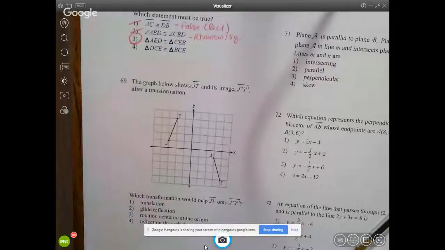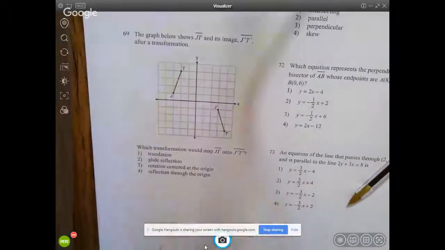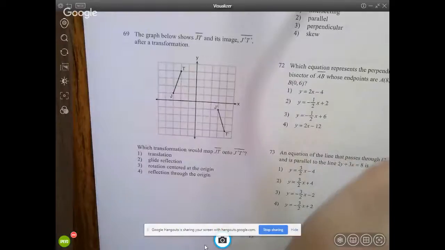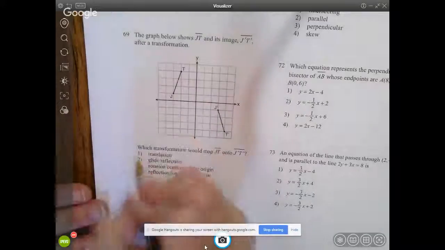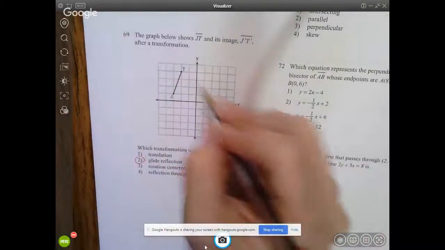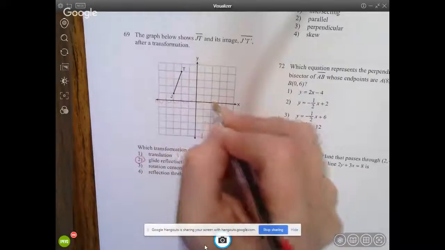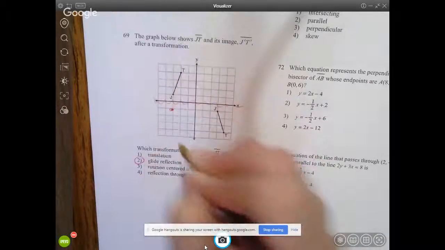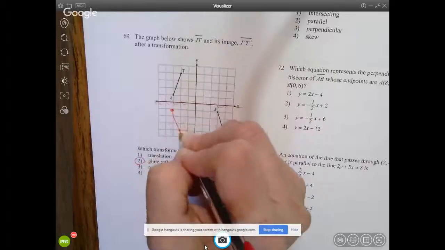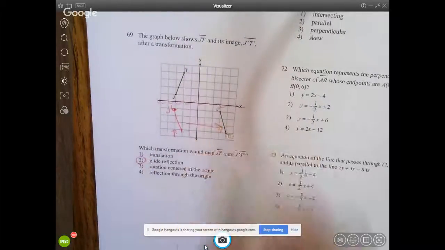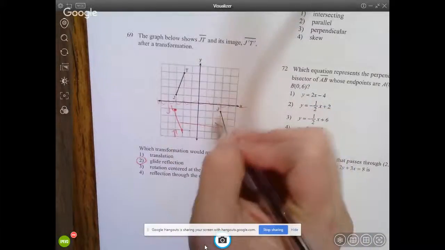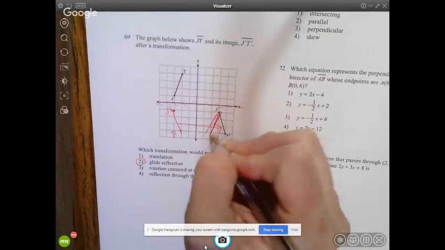Next one, I think we've done this before, but we'll look at it again. Is it 4? 69 is not 4. It's 2. Which one maps? It's a glide reflection. It's a glide reflection because first it reflected on the x-axis and came to here. And then it translated. So that's what made it a glide reflection. So in order for it to be 4, it would have flipped. The T would have been this way. Then it would have been a rotation.